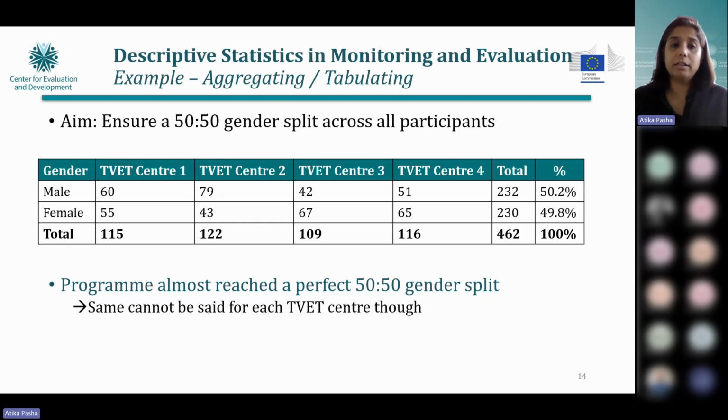It is therefore the case that we have met the second specific goal: of the participants who enrolled, there is an even split between the two genders. But what you might have noticed already when looking at these numbers is that the split is not even across all TVET centers. So if the specific goal had been to ensure an equal gender split at the TVET center level, then we failed to achieve that goal.